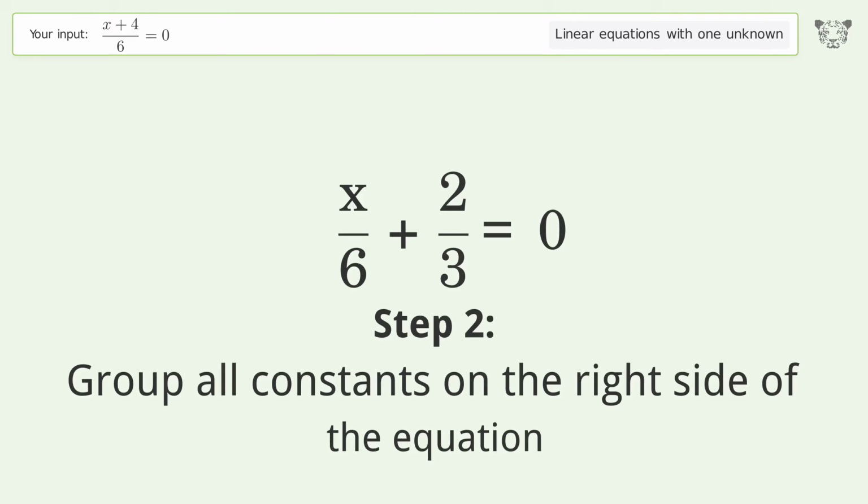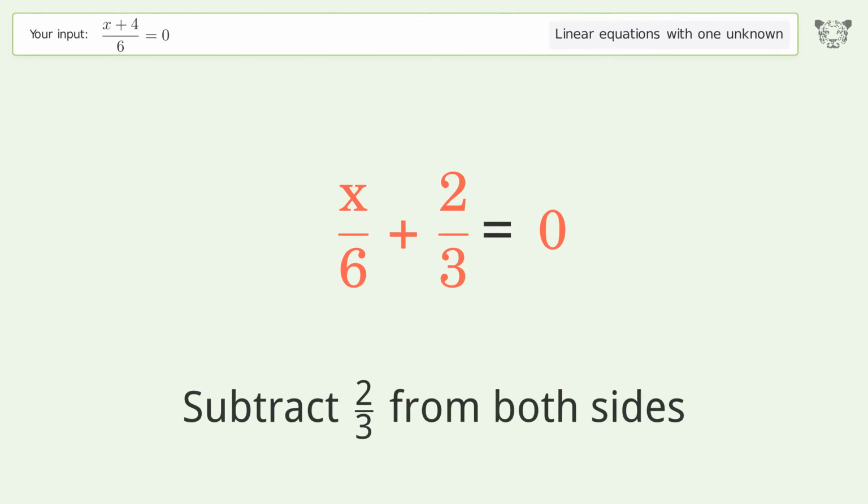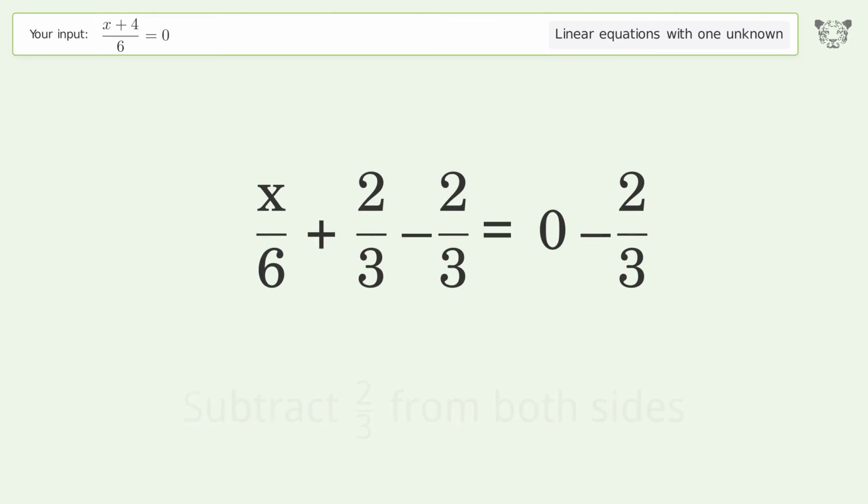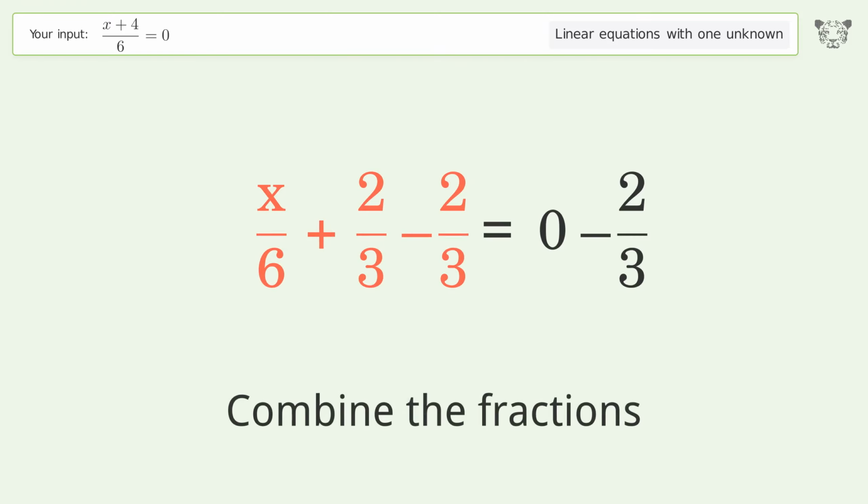Group all constants on the right side of the equation. Subtract 2/3 from both sides. Combine the fractions.